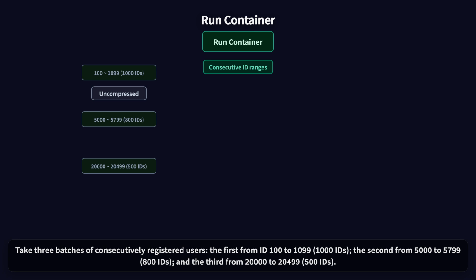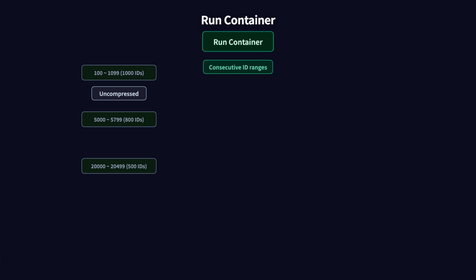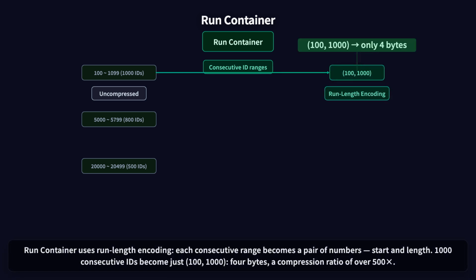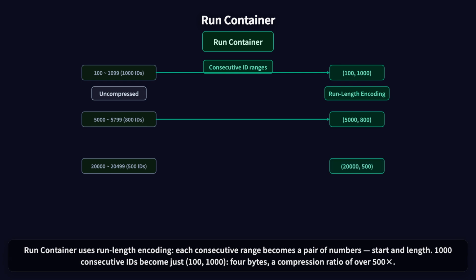The second from 5000 to 5799, 800 IDs. And the third from 20000 to 20499, 500 IDs. Run container uses run length encoding. Each consecutive range becomes a pair of numbers, start and length. 1000 consecutive IDs become just 100, 1000, 4 bytes, a compression ratio of over 500x.